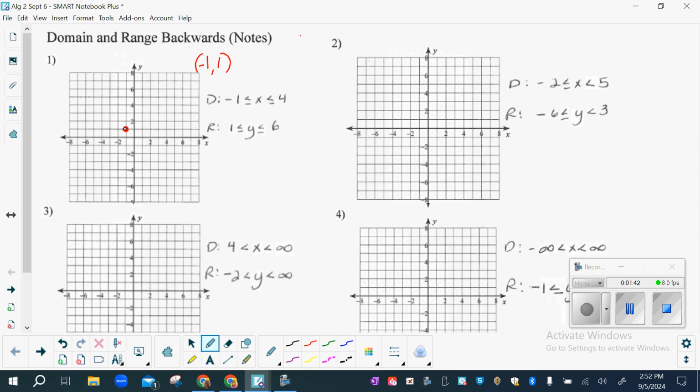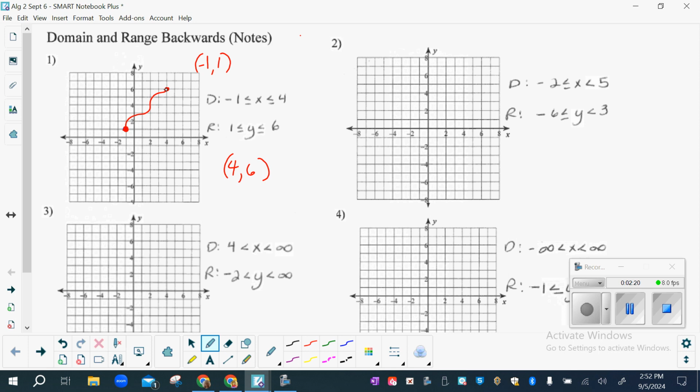Okay, you guys are going to have to do this, so you need to pay attention. Our ending point might be what? 4, 6. Open circle or closed? And then so we've got everything in between. Could it be straight? Sure. It just can't go outside of the domain from negative 1 to 4 or outside of the range from 1 to 6.